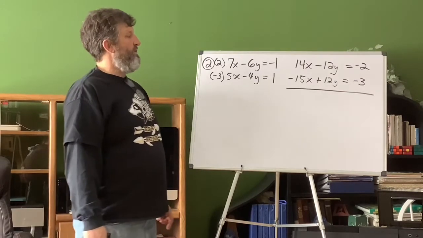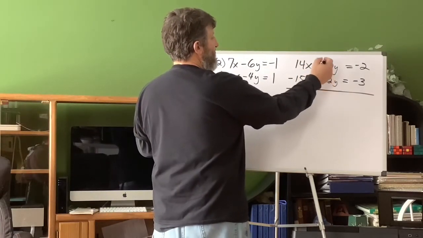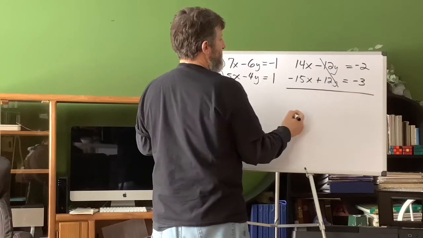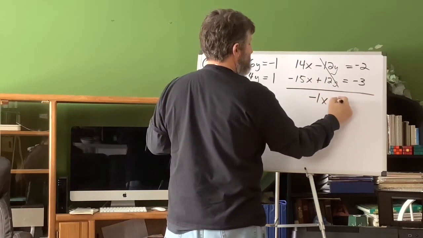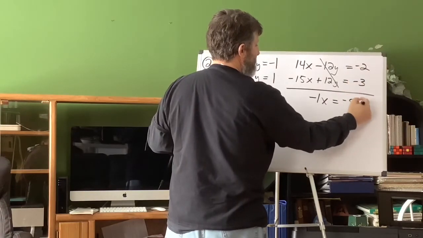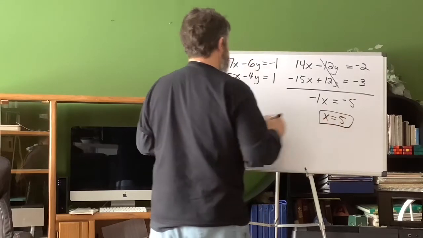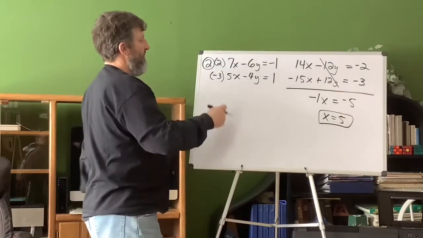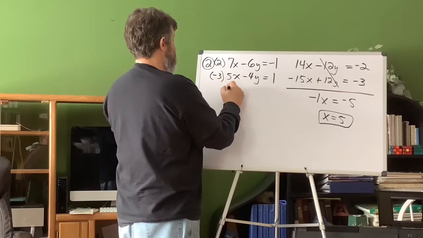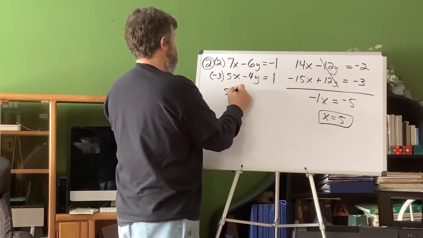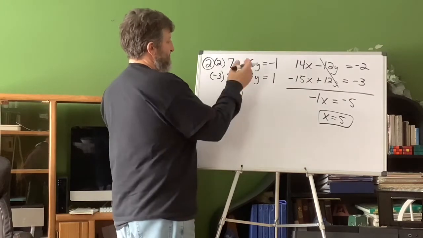All right, here we go. 12s cancel, right? There we go. 14x and a negative 15x is a negative 1x equals negative 5. Therefore, x must equal 5. Bam. Plug it into any one you want. As you can see, I pretty much come over here almost every time. The only reason why I wouldn't plug it into this one is if it was a really ugly equation, but these are pretty straightforward.